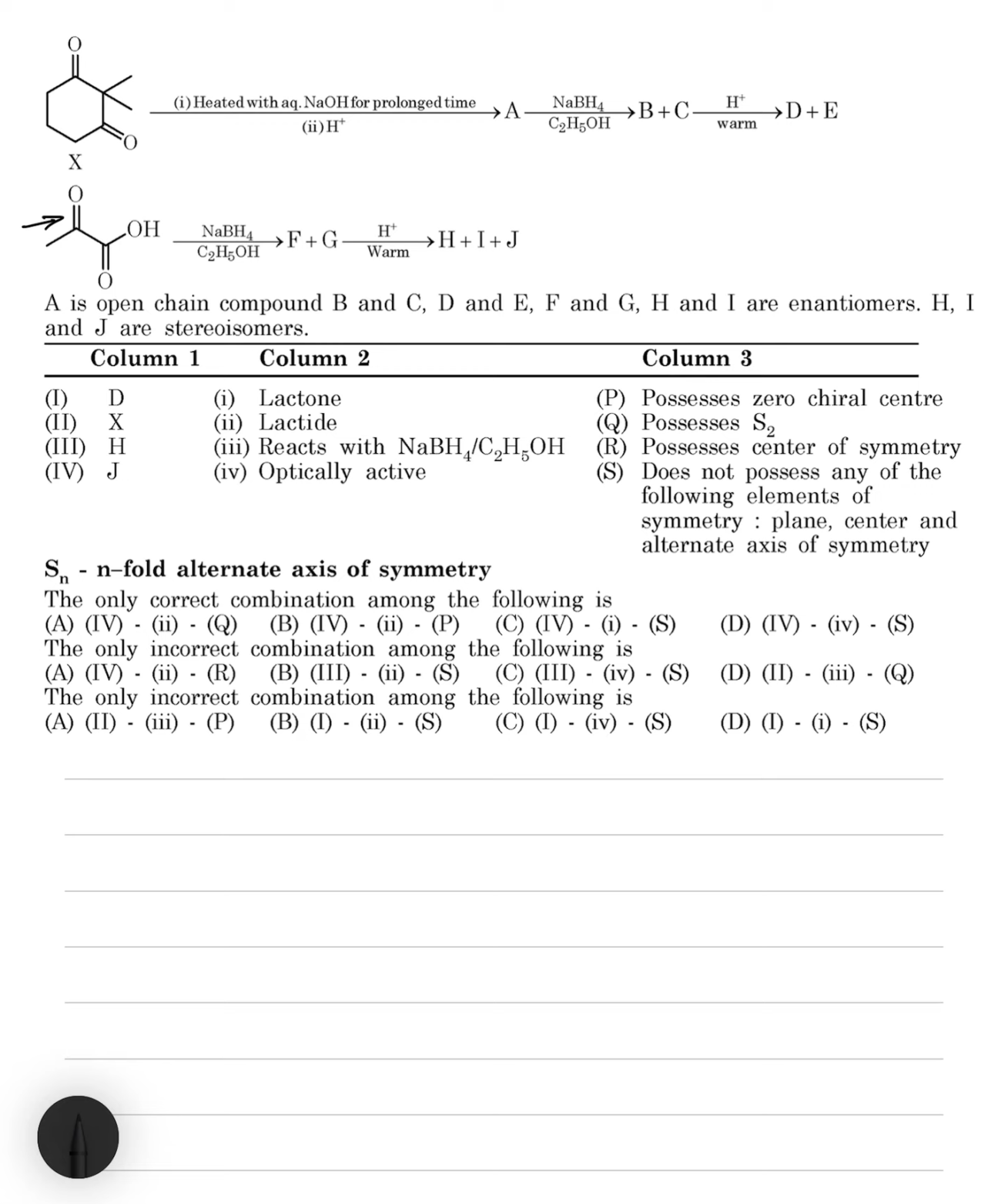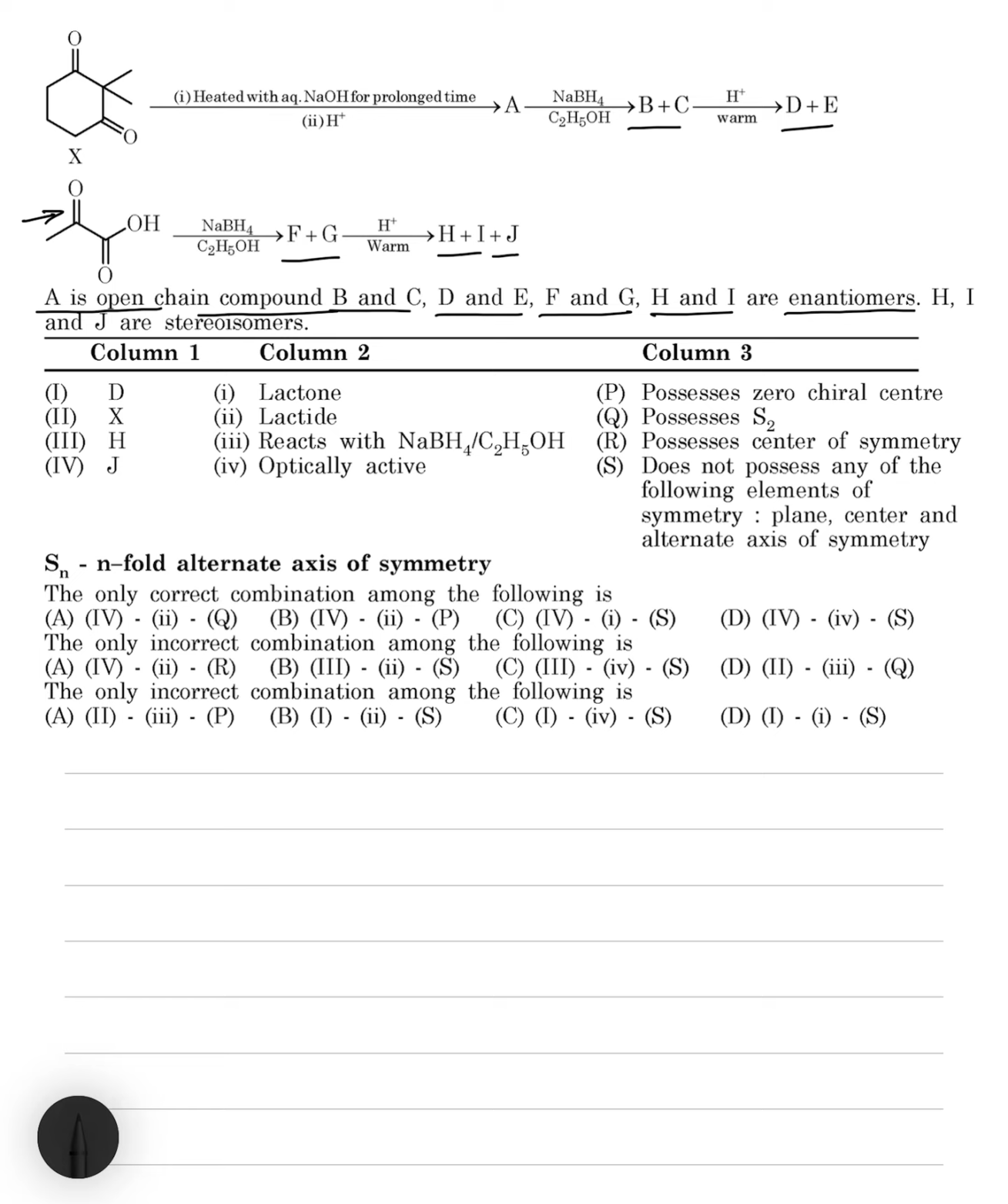Now a little hint is given in this question to proceed further: A, the compound formed from X, is an open chain compound, and B and C, D and E, F and G are pairs of enantiomers. That means the pair B and C, D and E, and F and G formed are enantiomers of each other. Whereas the three products formed all together, H, I and J, are all stereoisomers. All three are stereoisomers, right?